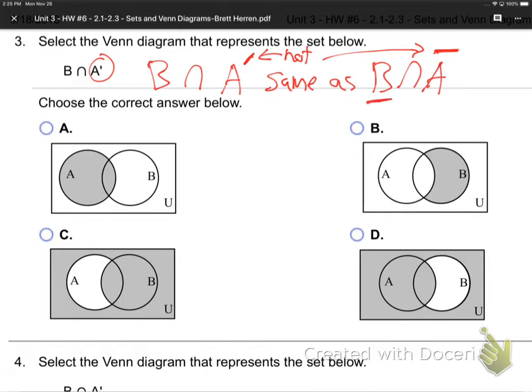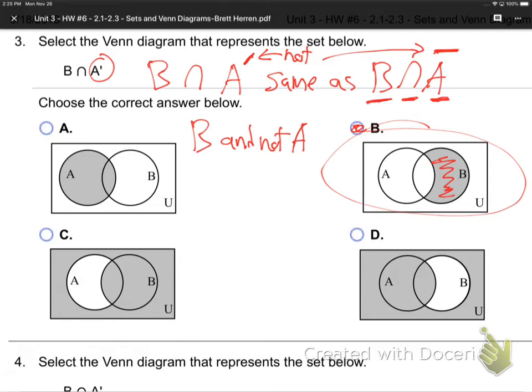So they're saying B and not A. Remember that's a big and. So you're thinking you can apply for this scholarship if you're in B and you're not in A. Let me give you a second. Which answer is right? A, B, C, or D? Correct. B. We good? Answer B. Because see here, this shading is B and not in A. We shaded B and not A.